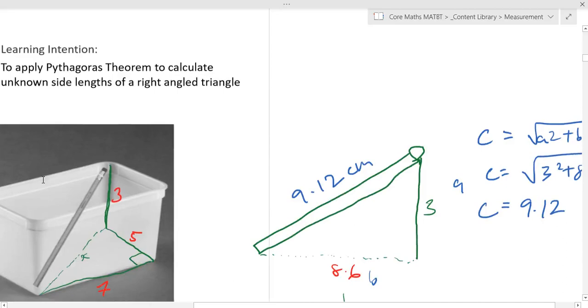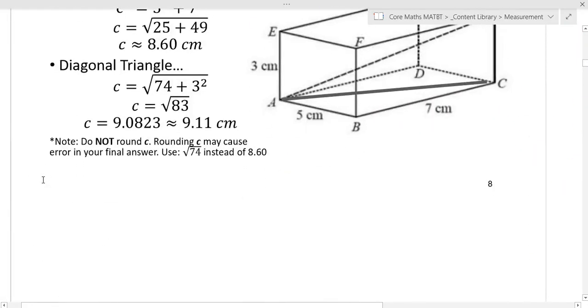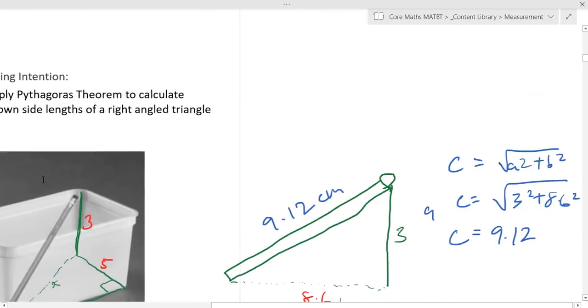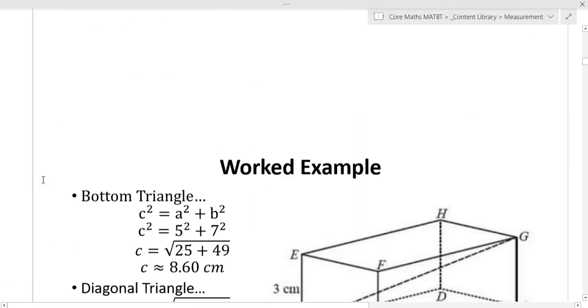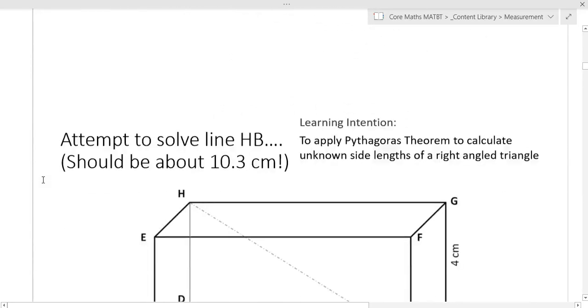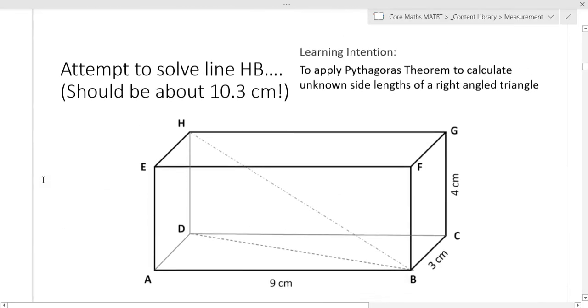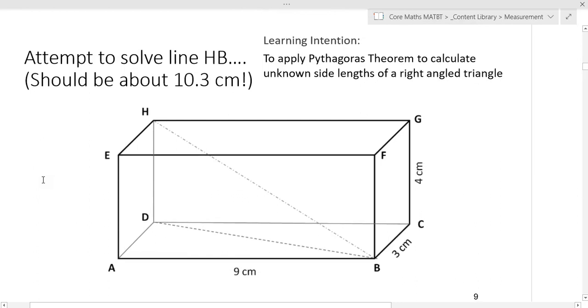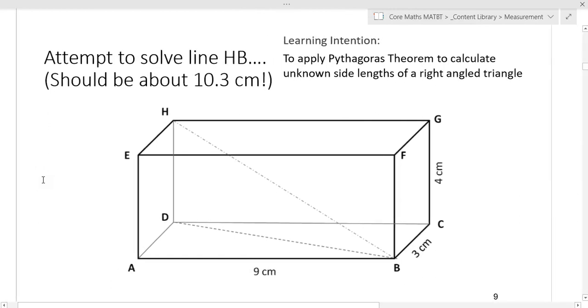Let's see, what else was there? All right, I want you to go to the next page, which is page 9. I'd like you to try and figure out the side length of HB, or prove the length of HB is 10.3. So let's go to slide number 9. Prove that the length of HB is 10.3. See if you can work that out.